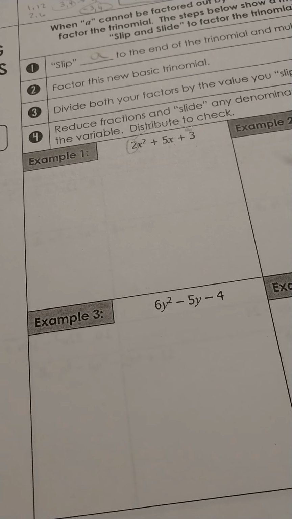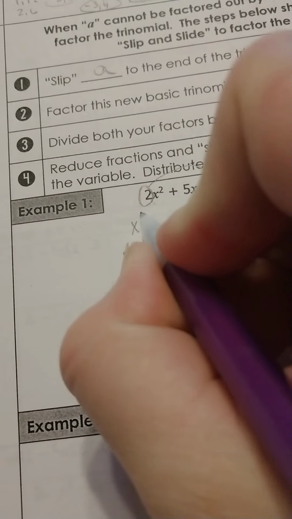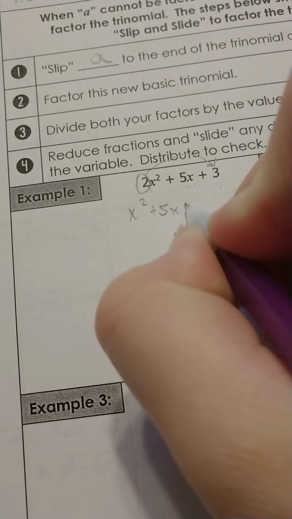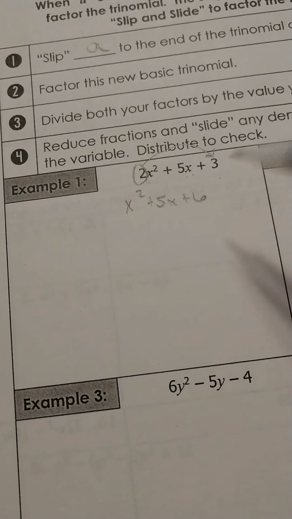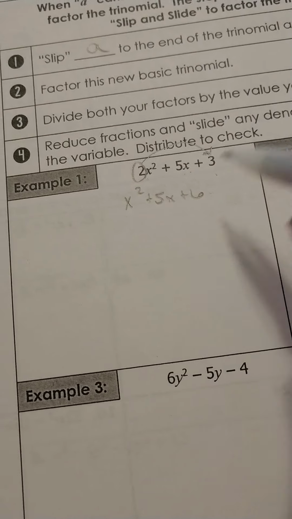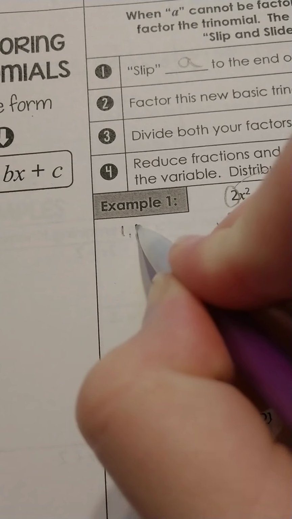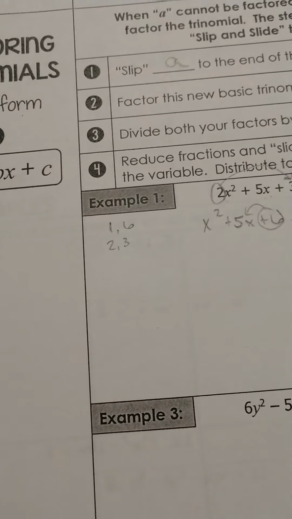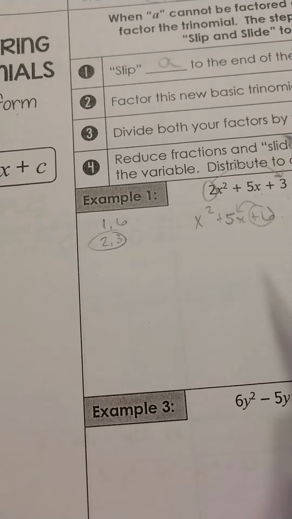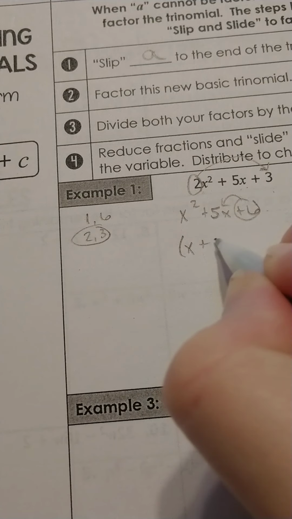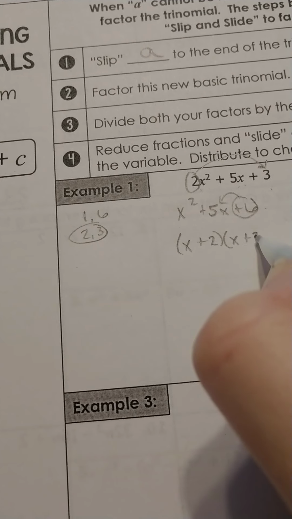So what's 2 times 3? 6. So you get x squared plus 5x plus 6. Now this we can factor, right? Because we know we need factors of 6 that add to 5. Our factors of 6 are 1 and 6, and 2 and 3. Which of those add to give you 5? 2 and 3. So this becomes x plus 2, x plus 3.